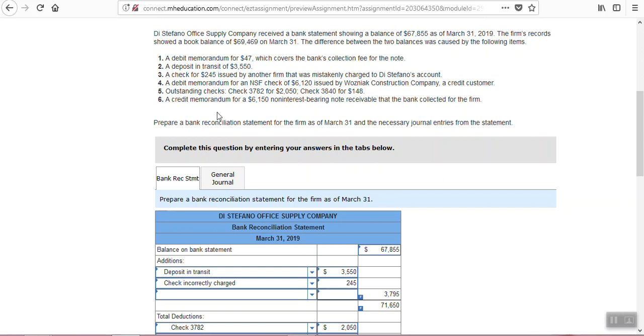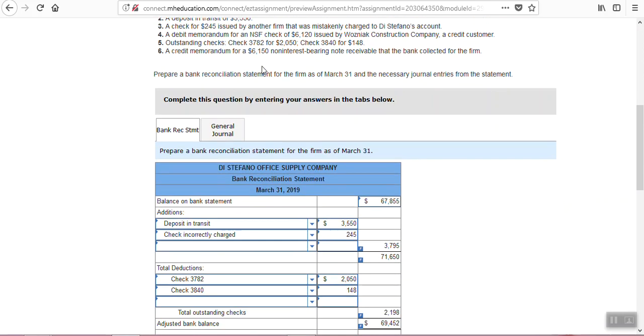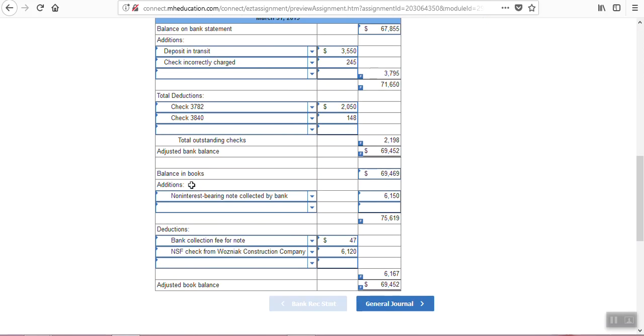So the debit memorandum, we need to record that the bank kept $47 out of our account because they used it to cover a fee. That actually reduced the balance we had in our books. That $47 fee reduced the amount of cash we had. We just haven't recorded it yet. So that's a deduction. I'm going to put that right here.